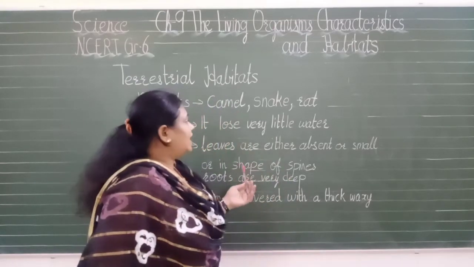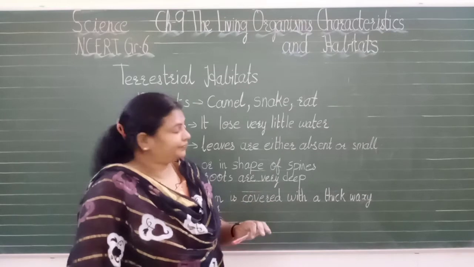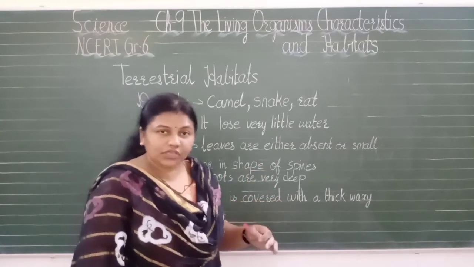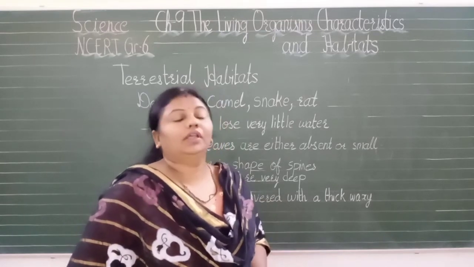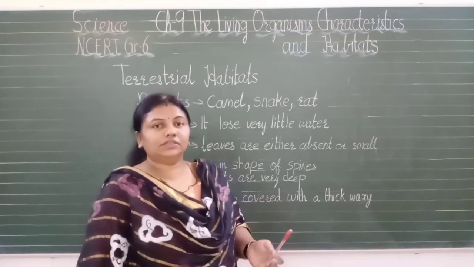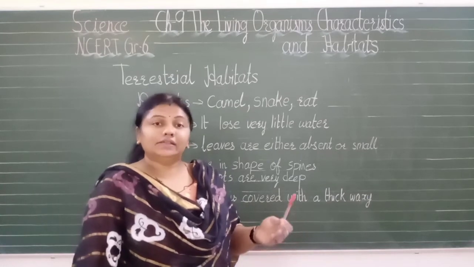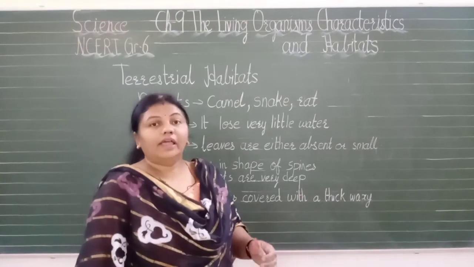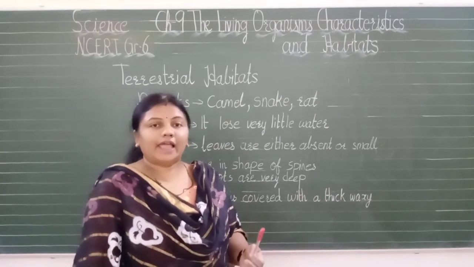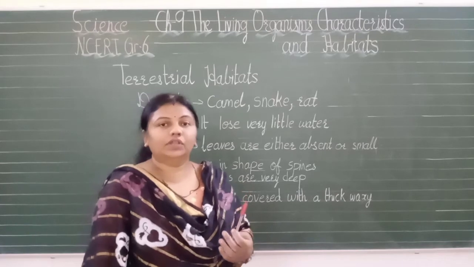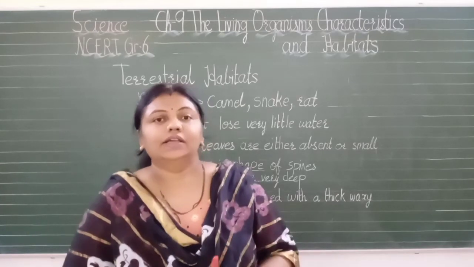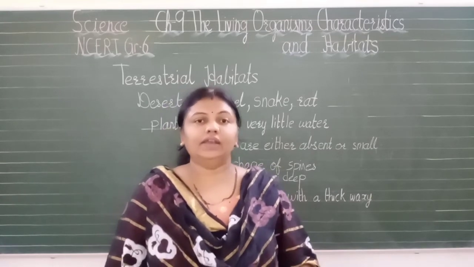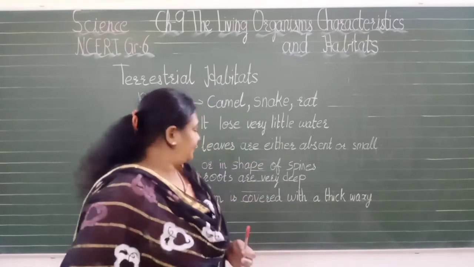Their leaves are either absent or small, or in the shape of spines, which lose very little water, and the process of photosynthesis is carried out by the stem. Even the roots are very deep. As the roots are very deep, it helps to absorb the water from the land very easily, so the plant can absorb water easily in the desert region.